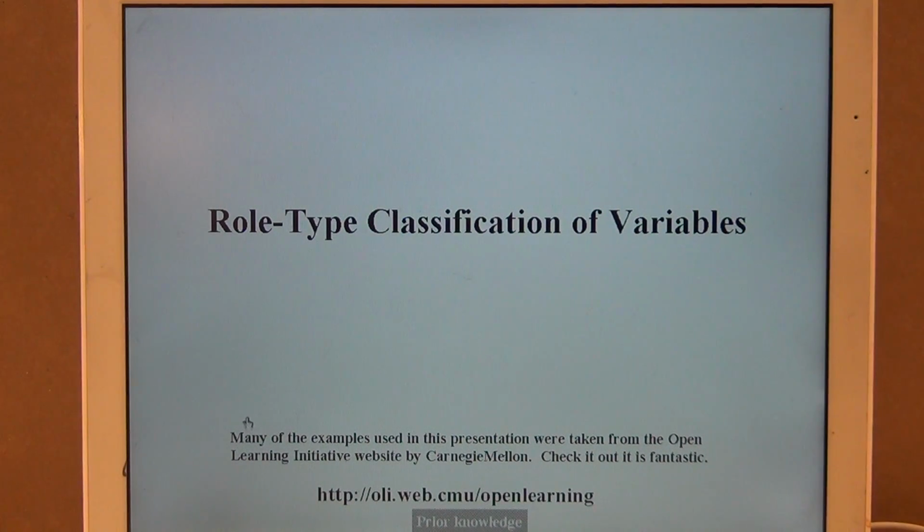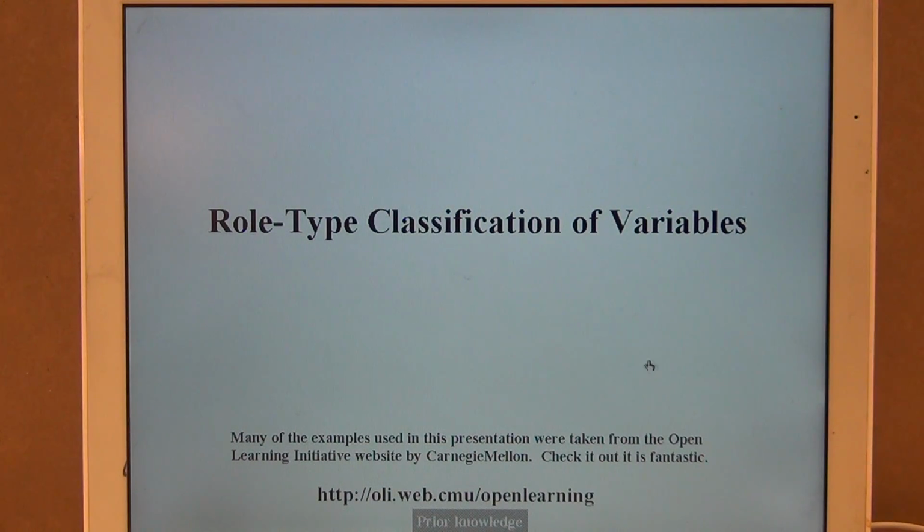Again, I want to reiterate, sometimes I forget to mention where all this information that I'm presenting is coming from. It's coming from the Carnegie Mellon online initiative, and here is the URL. It's a wonderful website that teaches probability and statistics. Really great. If you're so inclined, you should visit it.